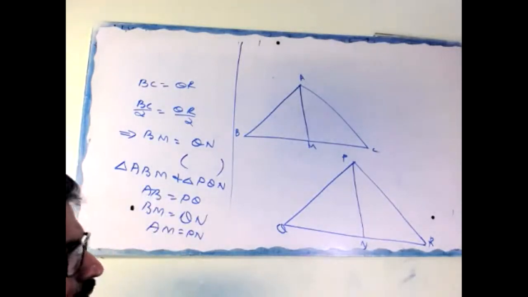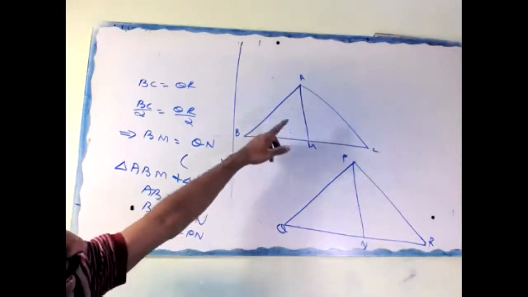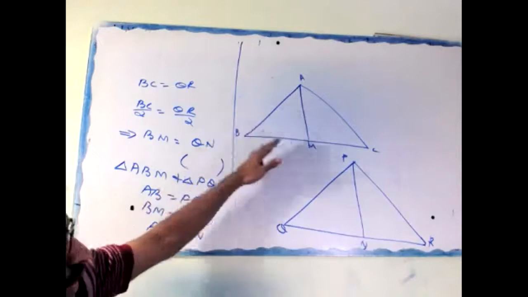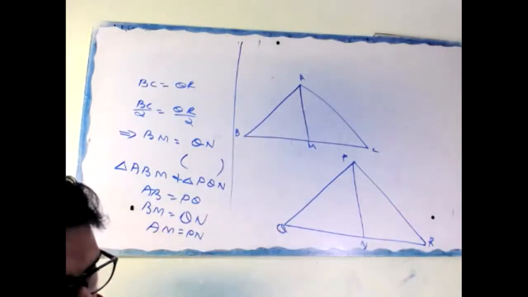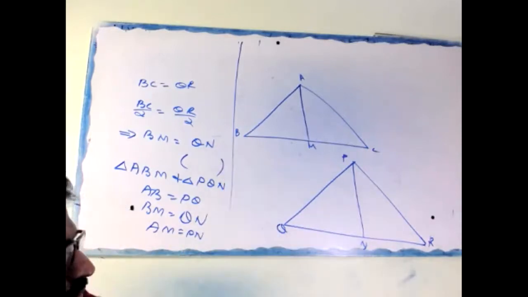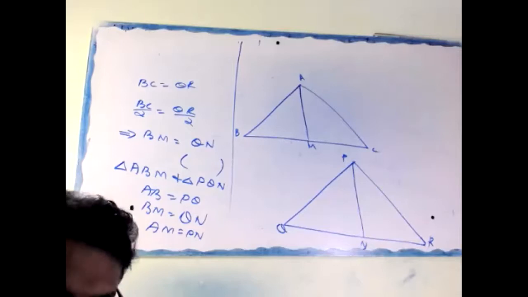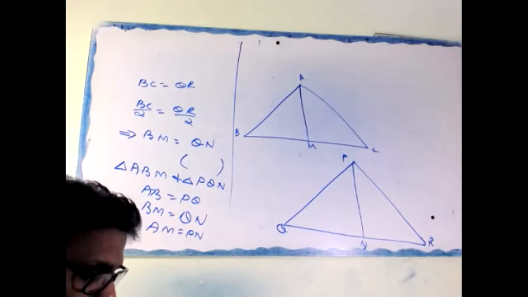Okay, second part. Look. In triangle ABC and PQR, AB equal to PQ given. Angle B equal to angle Q, CPCT of triangle ABM and PQN. BC equal to QR given. Therefore, by SAS congruency, triangle ABC congruent to PQR. Okay, right first.